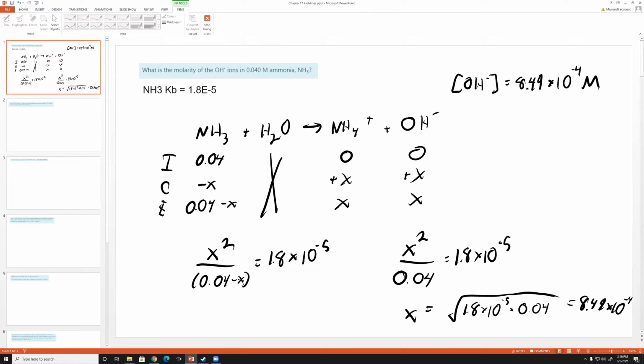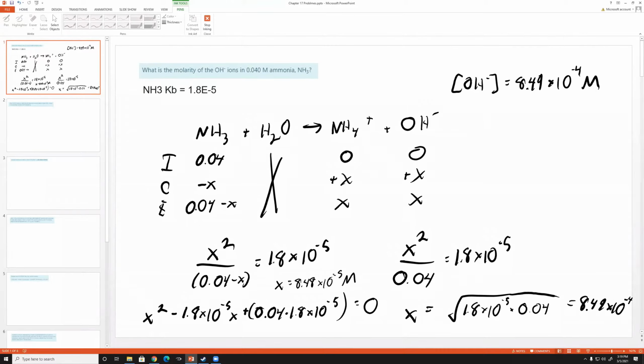Now let's try to figure out X without the approximation, and we're going to solve for this X using the quadratic formula. If we were to manipulate this equation into a quadratic, we would end up with X squared minus 1.8 times 10 to the negative fifth X plus 0.04 times 1.8 times 10 to the negative fifth equals 0. We can solve for that as well: X equals 8.48 times 10 to the negative fourth molar. So you can see both the approximate and not approximate answers are very close to each other, almost identical. So for this case, we can approximate.